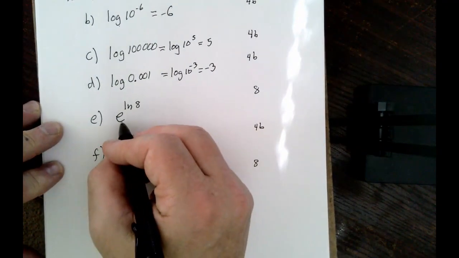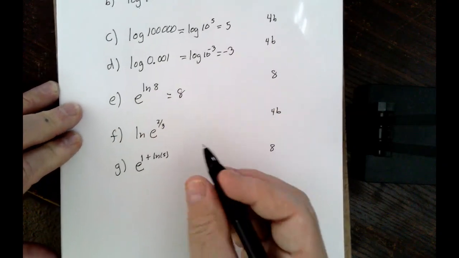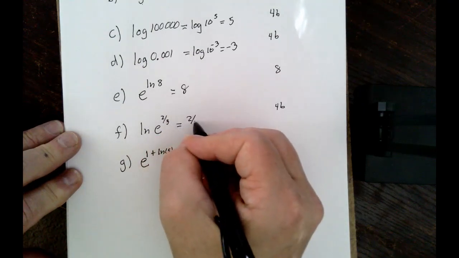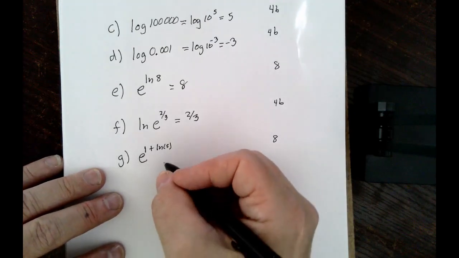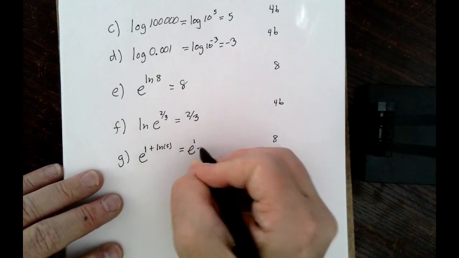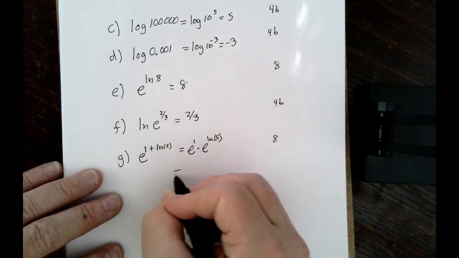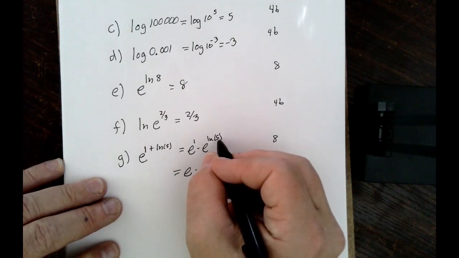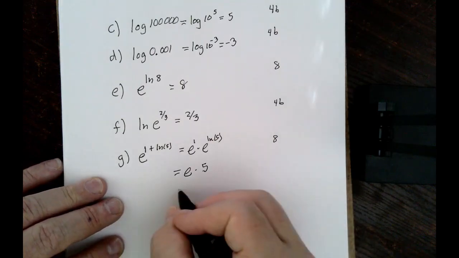This is rule 8. e raised to the log base e of 8 is just 8. Log base e of e to the 2/3 is just 2/3. And this one is similar to question 41G, where you have to break that up into e to the first times e to the ln of 5. Well, e to the first is just e, and e to the log base e of 5 is 5 by rule 8. And so e times 5 is just 5e.